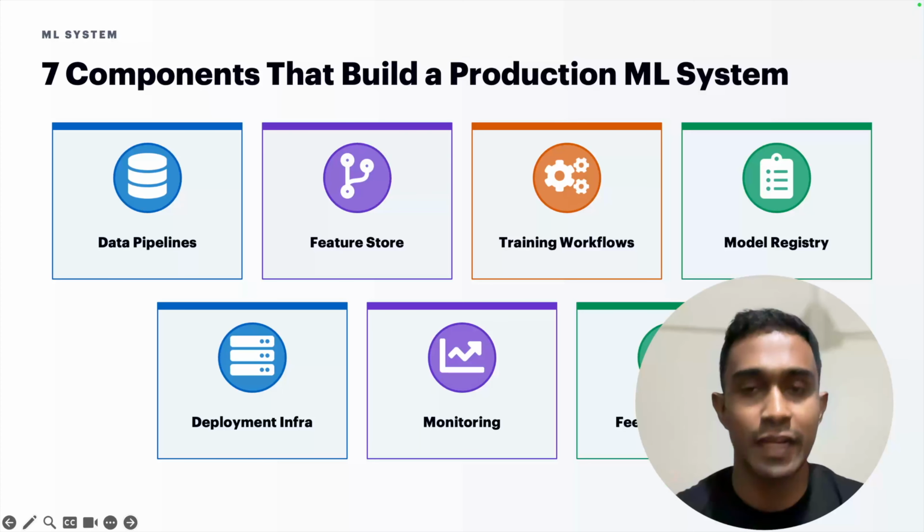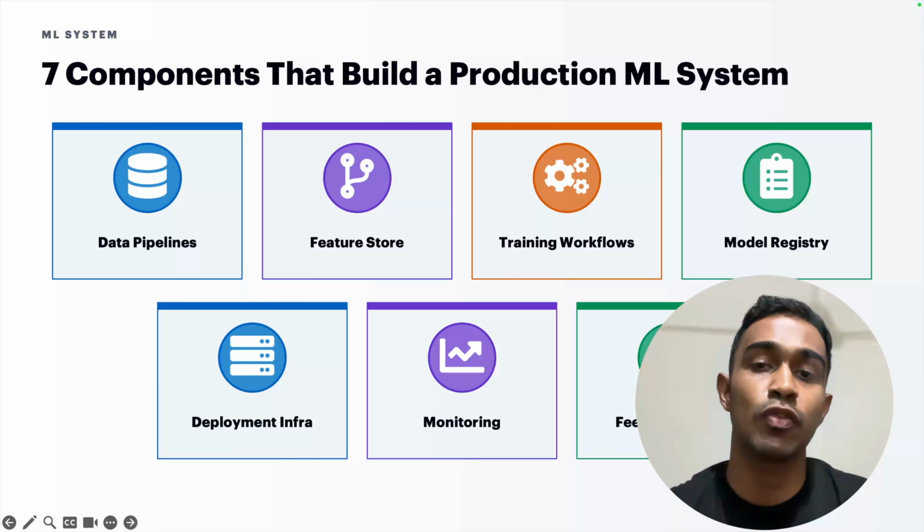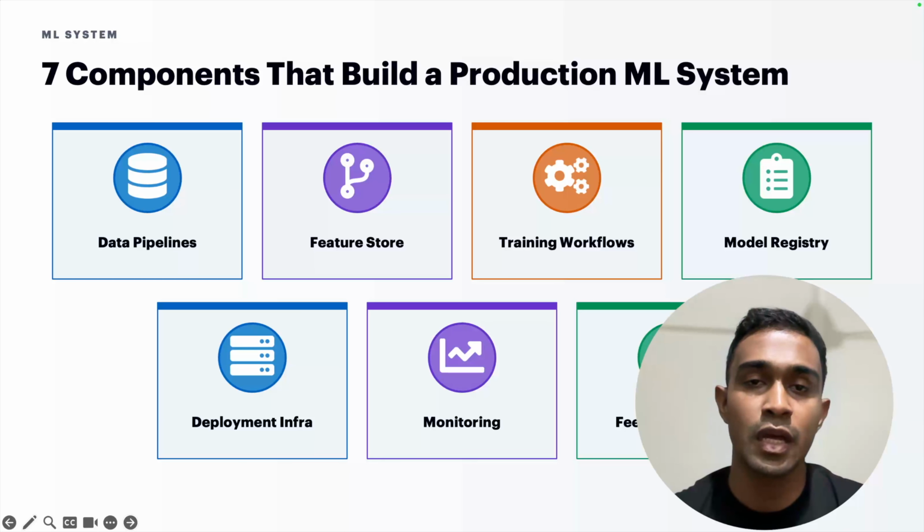First, you have data pipelines. These are automated workflows that pull in raw data from different sources like databases, APIs, or event streams, and then clean it, check it for errors, and shape it into a format the model can use. If your data pipeline is unreliable, everything downstream breaks. So this is your foundation.